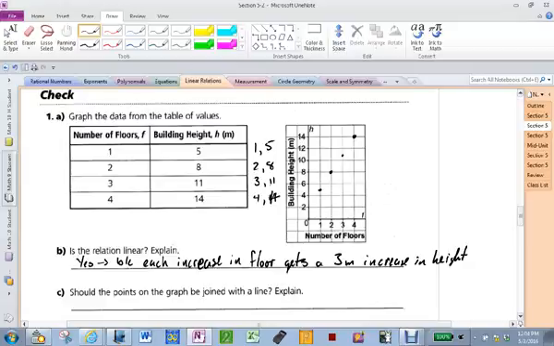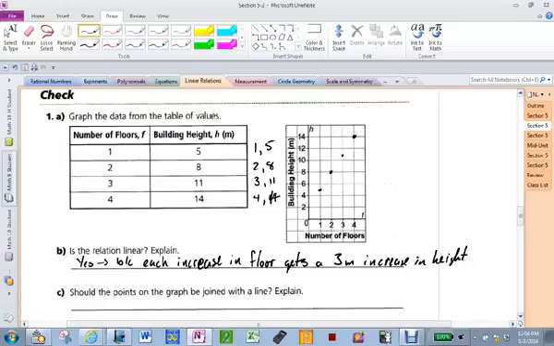At 5 floors, it's going to be 17 meters. 6 floors, 20 meters. 7 floors, 23 meters. 8 floors, 26 meters. Everybody got it?